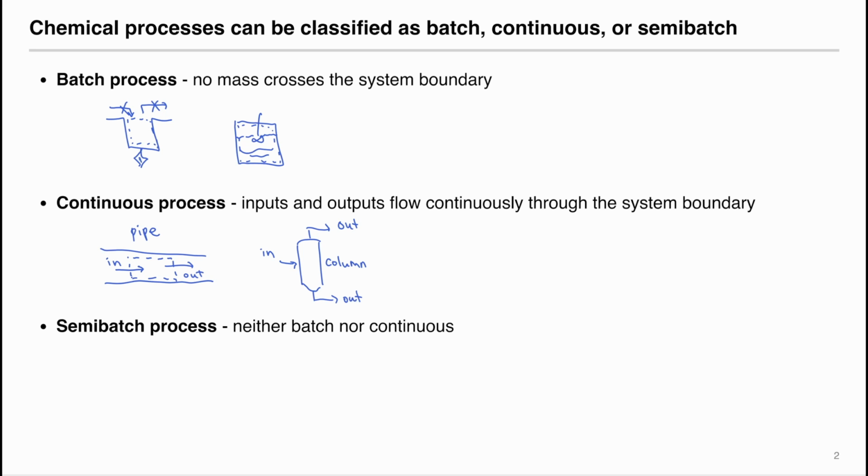Chemical processes that are neither batch nor continuous are called semi-batch processes. These kinds of processes can have either only an input without output, or no input but an output. So it can have either in or out. If there is no in or out, it is a batch process. If it has both in and out, it is a continuous process. If it only has in or only has out, it is a semi-batch.